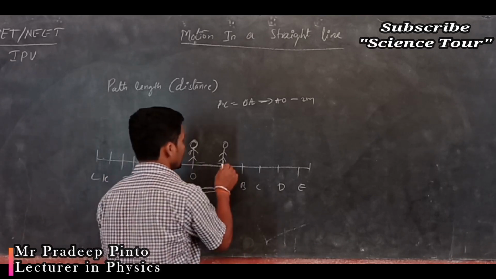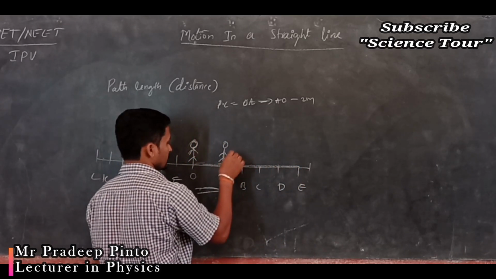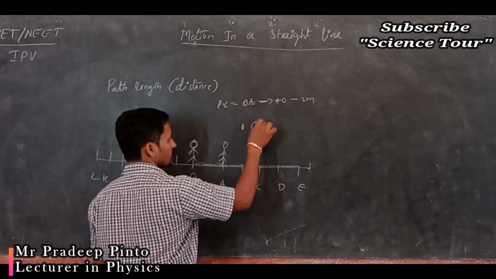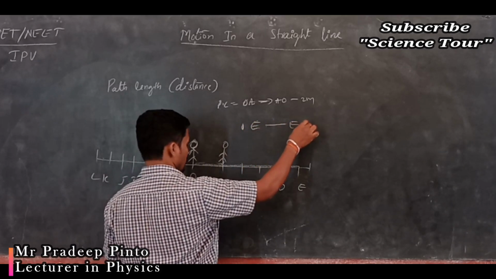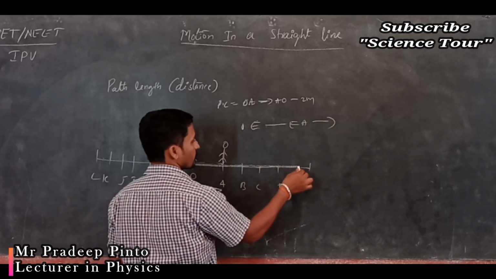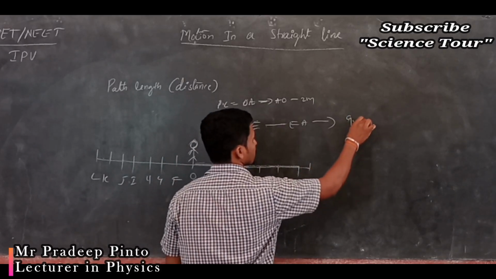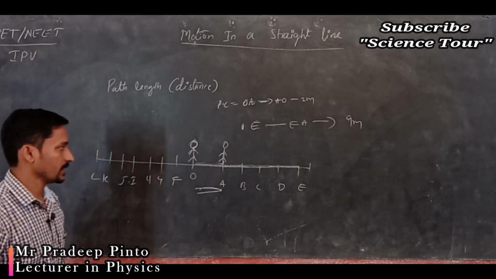So now I will tell you, this person can move here and will come back here. That is from O to E and from E to A. So what is the path length? 1, 2, 3, 4, 5, 6, 7, 8, 9. 9 meters is the path length.